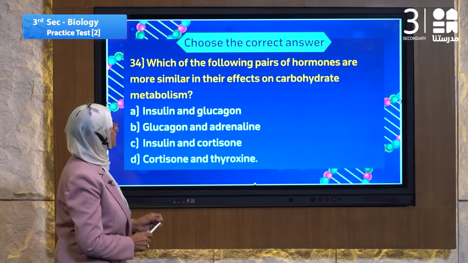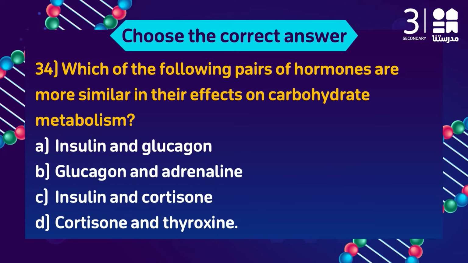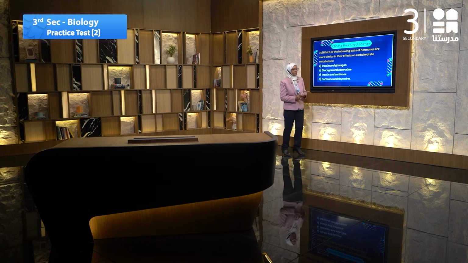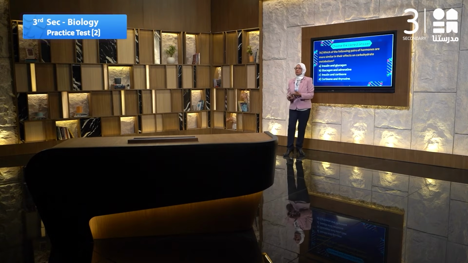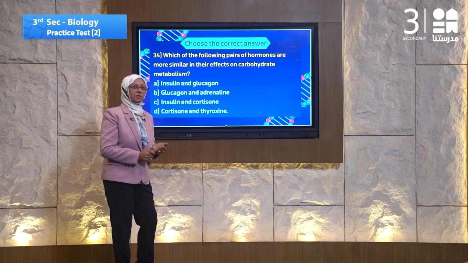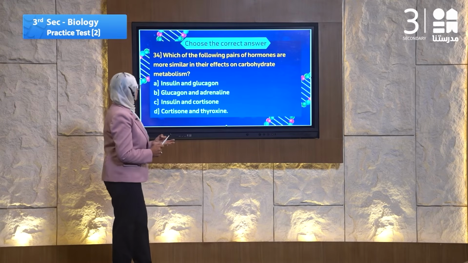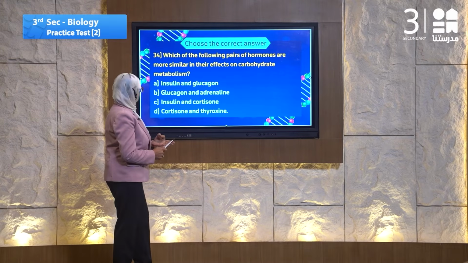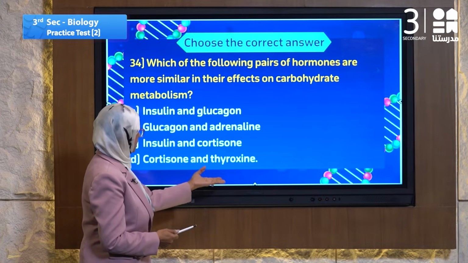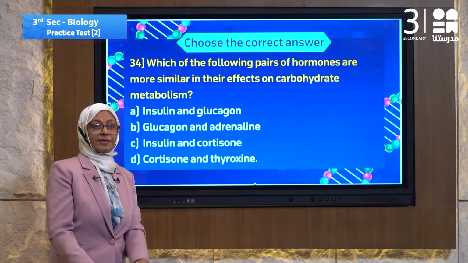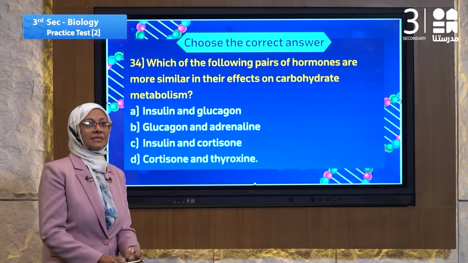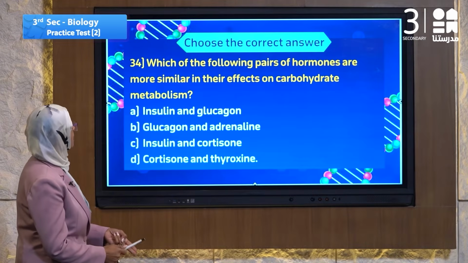Question 34 speaks about hormones. Which of the following pairs of hormones are more similar in their effect on carbohydrate metabolism? We speak about metabolism. Which hormones affect metabolism? Insulin, glucagon, adrenaline, cortisone, thyroxine. Let's find the two that are similar in their effect on carbohydrate.